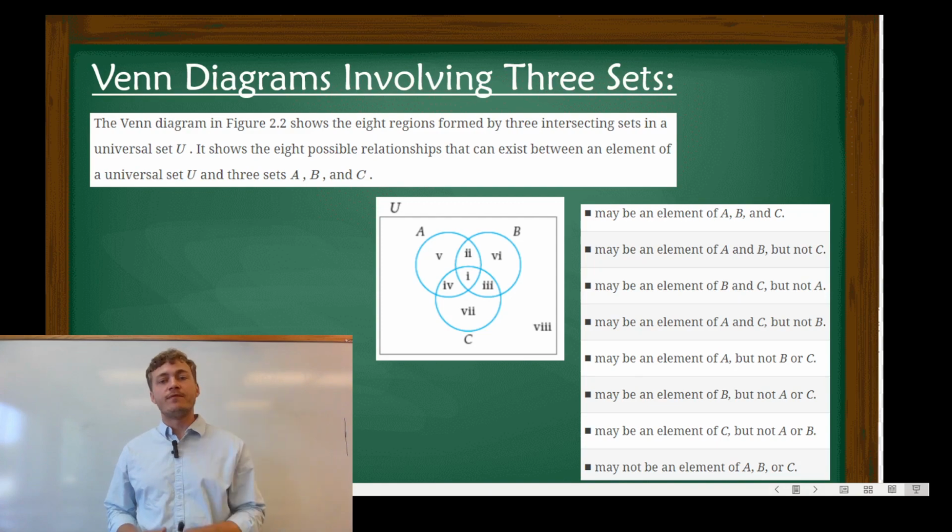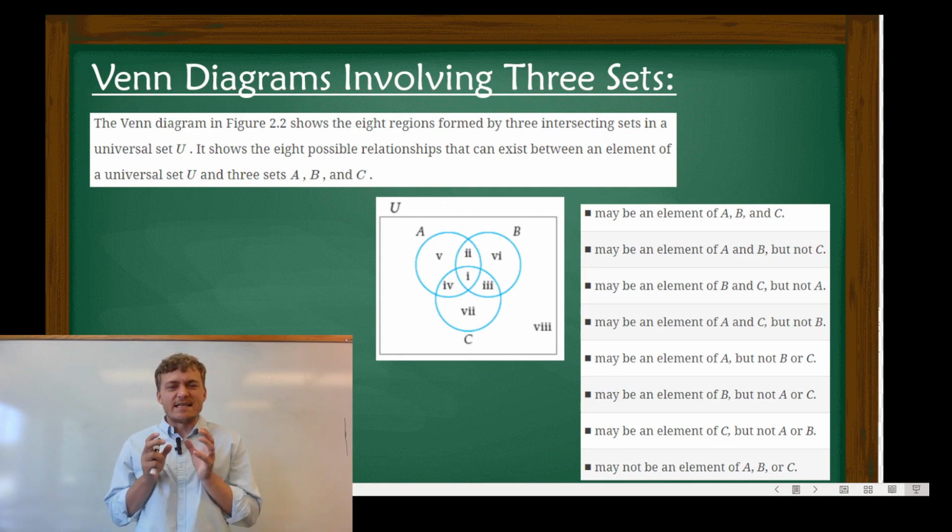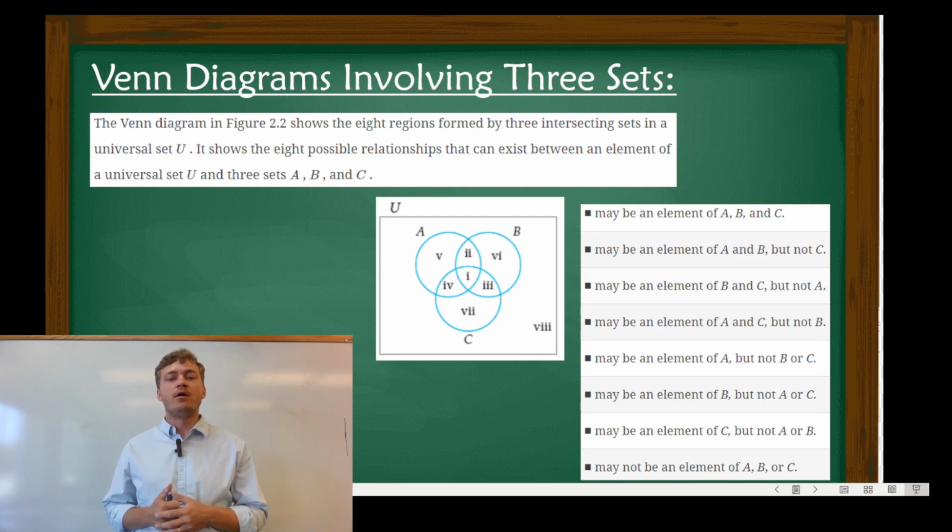Region 2, right above, may be an element of A and B, but not in C. Region 3, moving in the clockwise direction, may be an element of B and C, but not A. Region 4, staying within the circle here before we extend outward, may be an element of A and C, but not B. Now to go to region 5, we're going to jump right up, and it's inside A. It's the element of A, but not B or C.